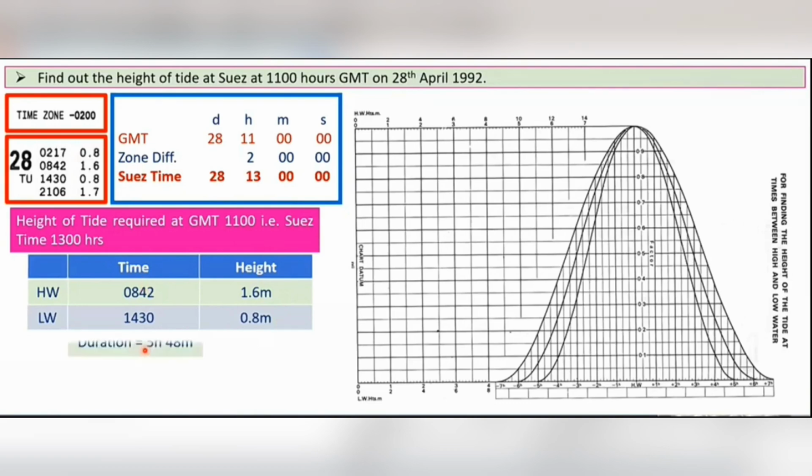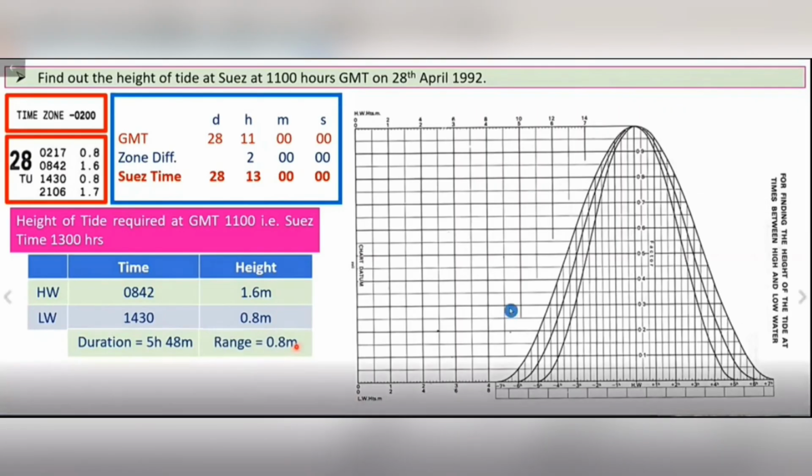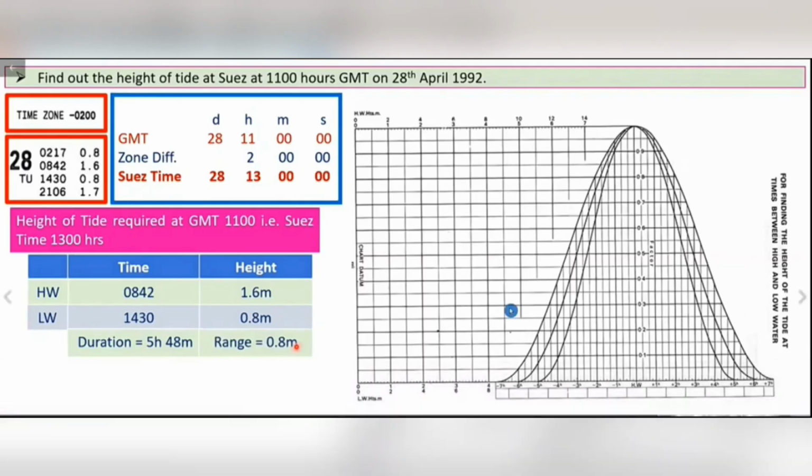From here we can work out the duration of tide, which comes to 5 hours 48 minutes. And from here we can work out the range of tide, which is 0.8 meters. So beta, just note these values down and work out the duration and range. Let me know if you have any doubts anywhere. No, sir. Very good, beta. Let's proceed ahead.